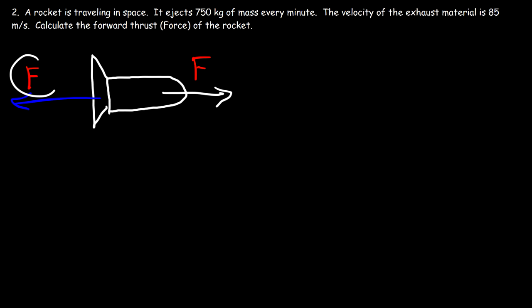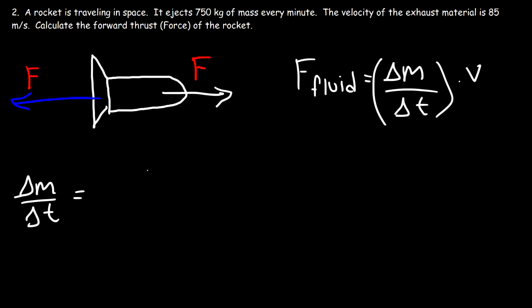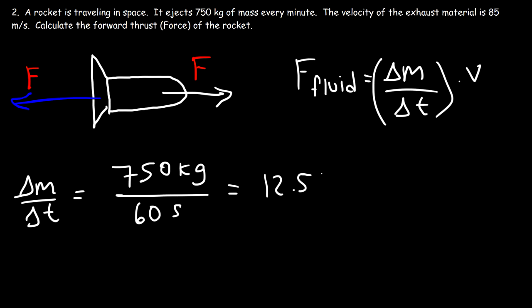Now we know how to calculate the force exerted by a fluid. The force exerted by a fluid is equal to the mass flow rate of the fluid, which is delta m over delta t, multiplied by the velocity of the fluid, or the velocity of the exhaust material. So we got to find the mass flow rate in kilograms per second. So the change in mass is 750 kilograms. And the change in time is 1 minute or 60 seconds. So if we divide 750 by 60, delta m over delta t is 12.5 kilograms per second.